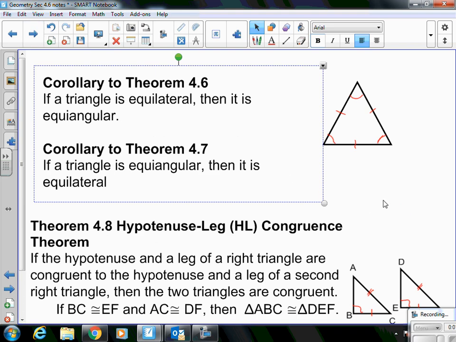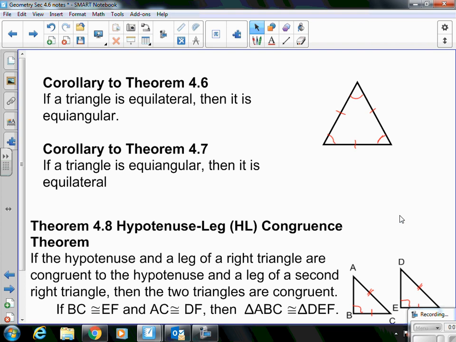And corollary to theorem 4.6, if a triangle is equilateral, then it is equiangular. All right, so remember, equilateral is that all three sides are congruent. So if all three sides are congruent, then all three angles are congruent. And corollary to theorem 4.7, if a triangle is equiangular, then it is equilateral.